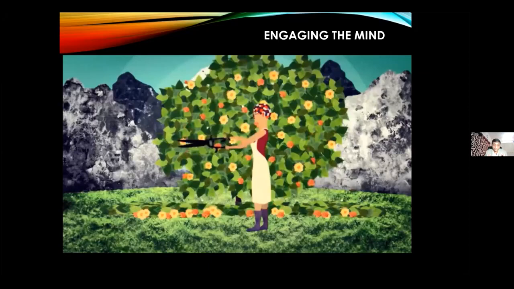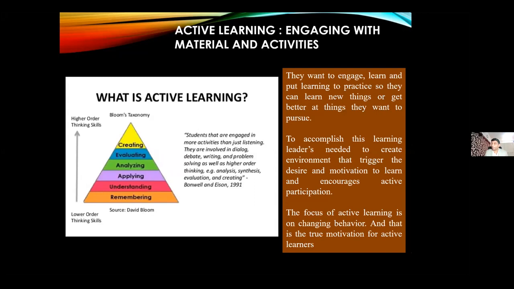Now, how does it connect to active learning? That is an important aspect. So what is active learning? In active learning, the same thing is done. All these characteristics of the brain are utilized and implemented in such a way that the student doesn't know what is happening with him, and everything is going into the mind.